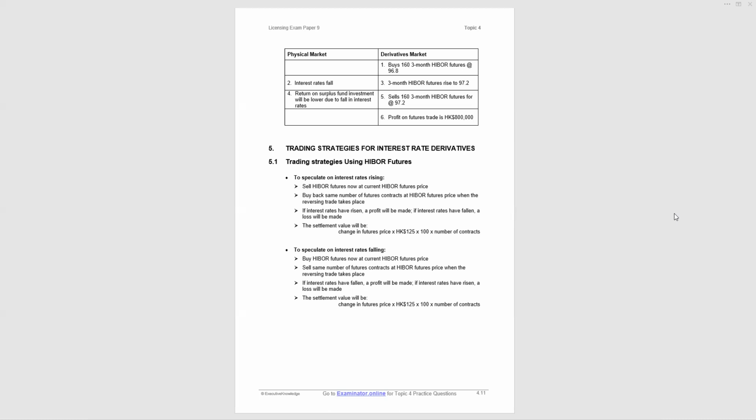Okay, that's the end of topic 4 on interest rate derivatives. You will get a number of questions in the exam on this.